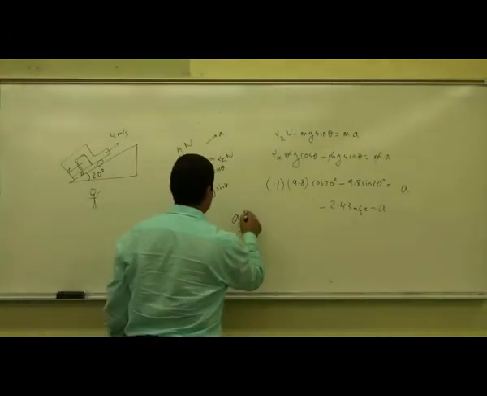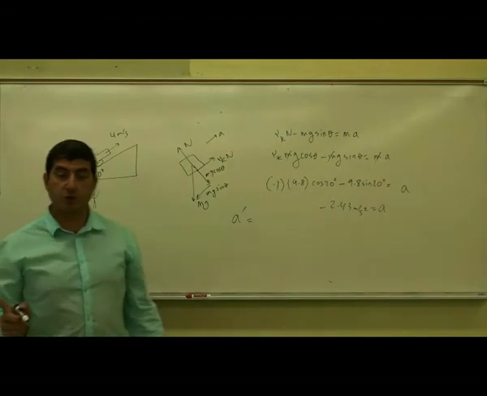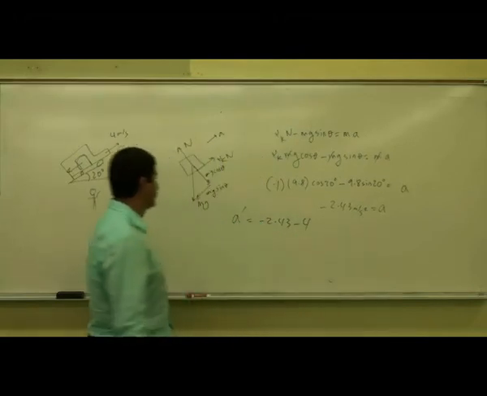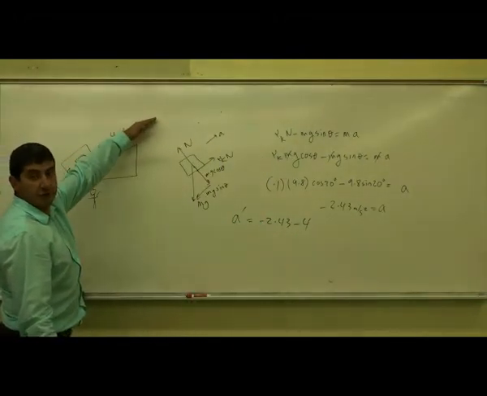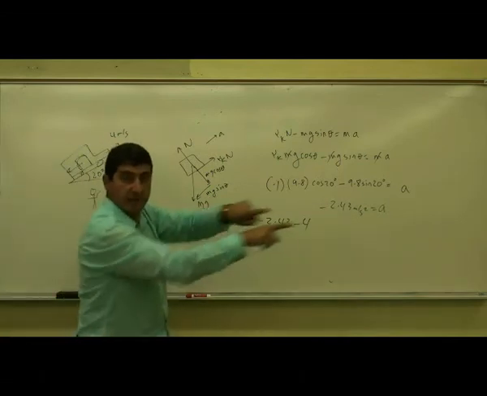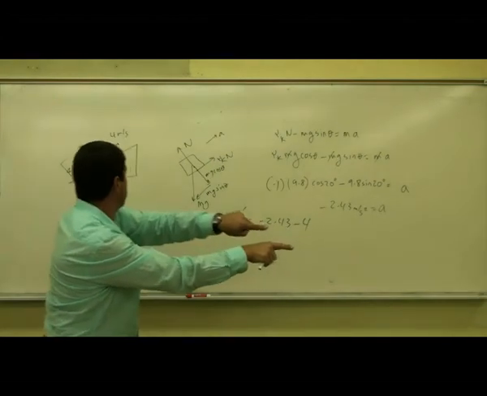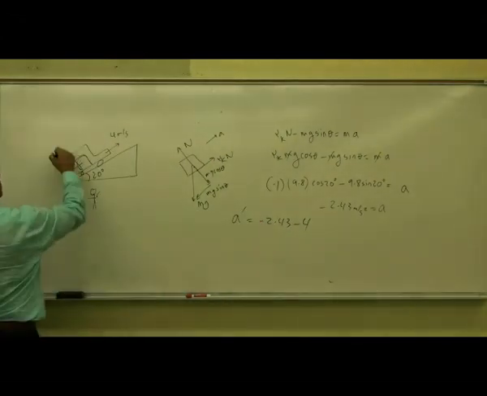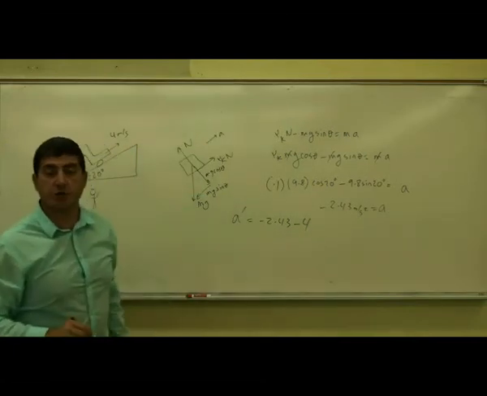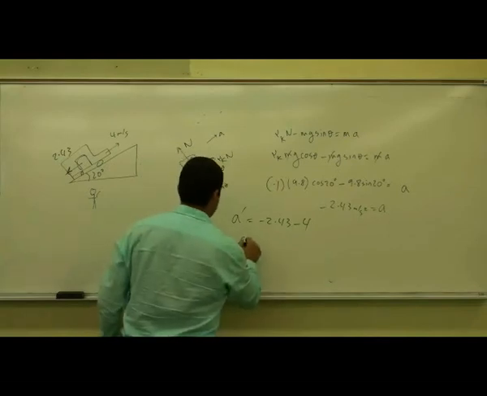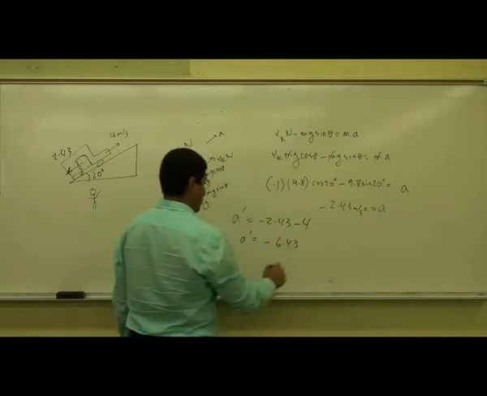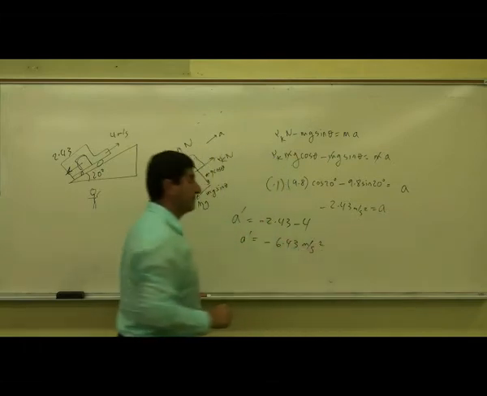So the acceleration prime of the box with respect to the truck is negative 2.43 minus 4, because it's the difference of the two. Remember when they were both forward, we took their difference, it was 0.98 and 4, the difference was 3.02. So now the box acceleration is down 2.43 and the truck acceleration is up, so with respect to the truck, negative 2.43 minus 4, negative 6.43 meters per second squared. That's the acceleration of the box with respect to the truck.